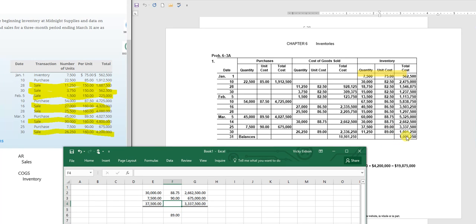So my ending inventory balance is 11,250 units. Whoops, I sold some, sorry there. So I sold 26,250 of my 37,500. So 37,500 minus 26,250 is 11,250. So my ending inventory balance is 11,250 times 89. And my cost of goods sold is 26,250 times 89. So hope that helps.